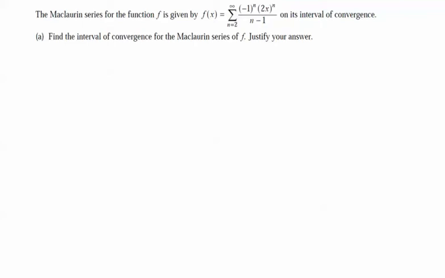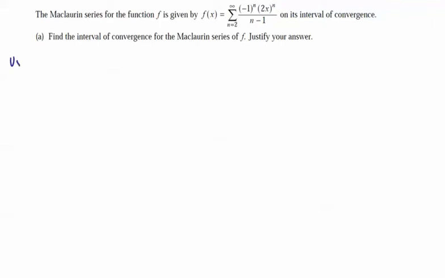Okay, in this problem we have the Maclaurin series for the function f, given by f of x is the sum from n equals 2 to infinity of negative 1 to the n quantity 2x to the n all over n minus 1 on its interval of convergence. First thing we want to do for this series is to find the interval of convergence for the Maclaurin series and to justify your answer. Here justifying is really just meant to show the work that leads to your answer.